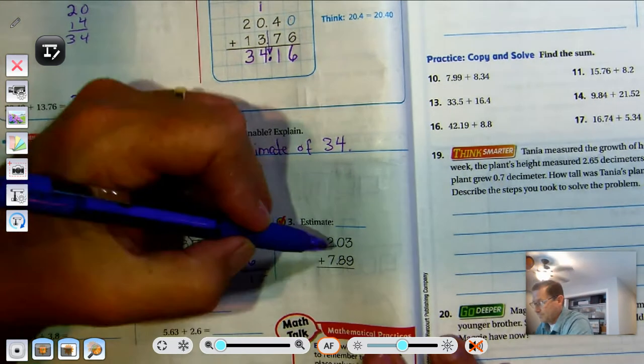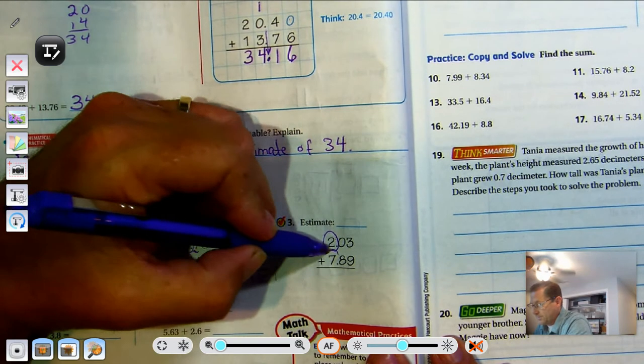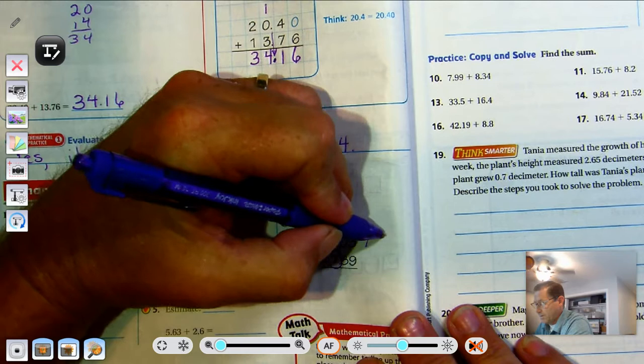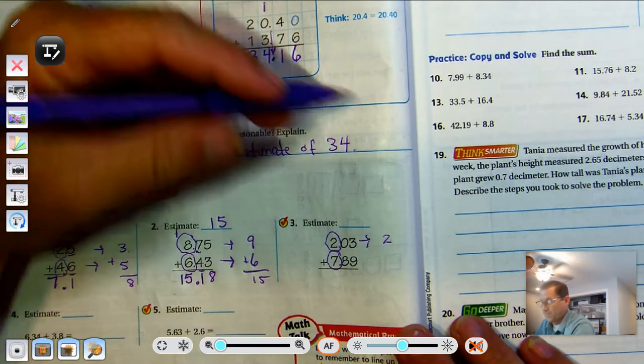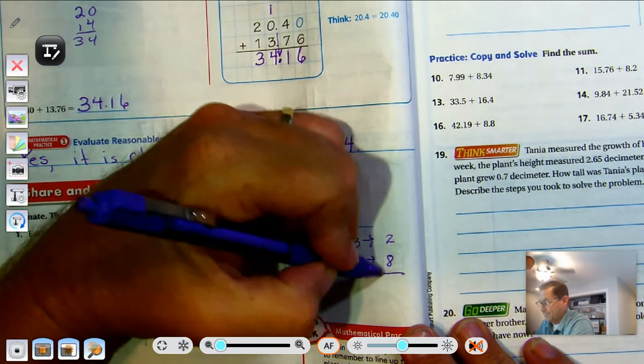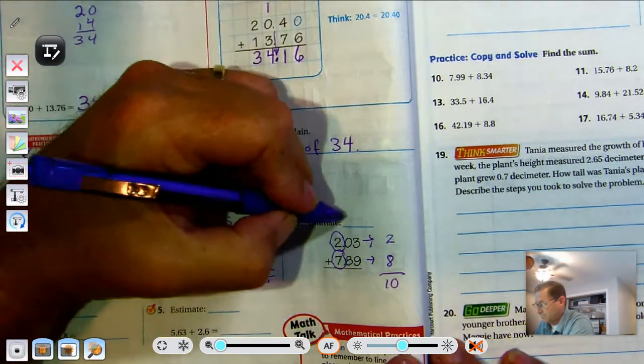Number 3, 2 and 3 hundredths plus 7 and 89 hundredths. We'd round 2 and 3 hundredths to 2, and we'd round 7 and 89 hundredths to 8. And 8 and 2 is 10.